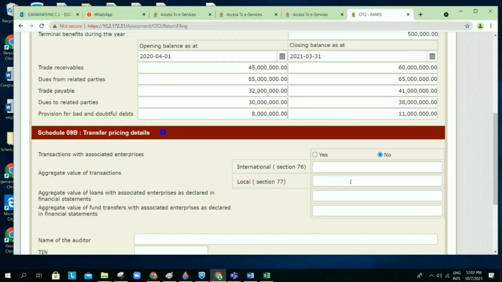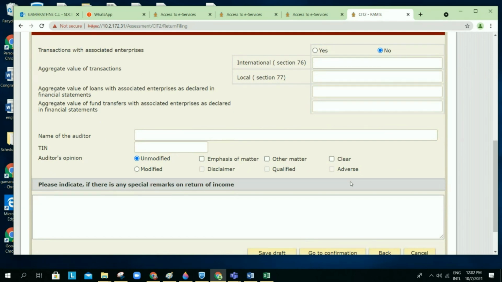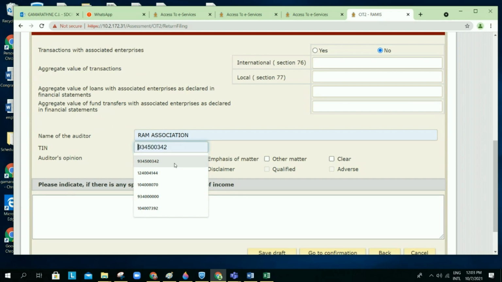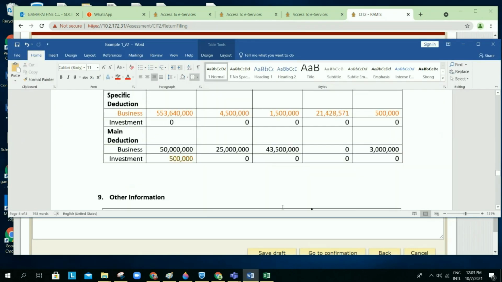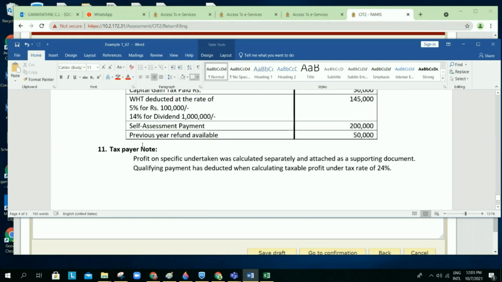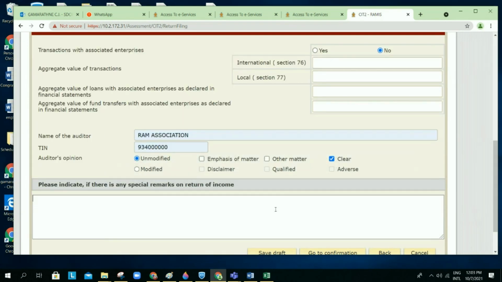Then schedule 29B, right? And second part, you have to mention the auditor's name and TIN number and the auditor's opinion. Either it is a clear opinion, unmodified opinion, or modified opinion. Under this unmodified and modified opinion, right? Then they need to click which type of opinion they are going to, which is already given by the taxpayer, right?